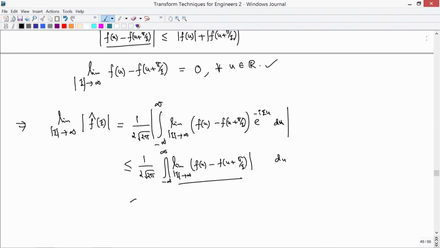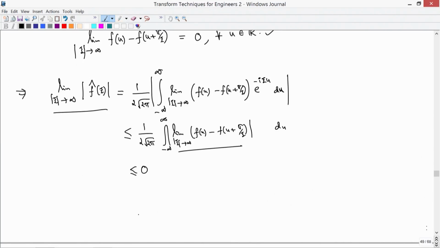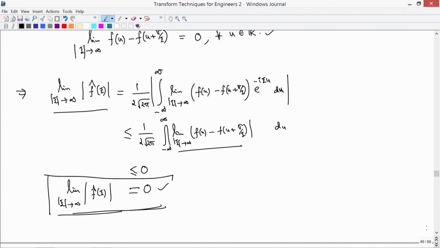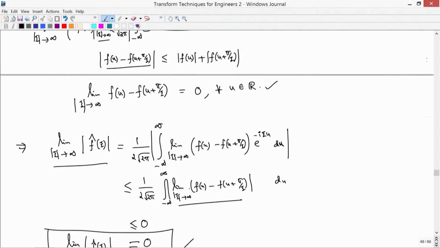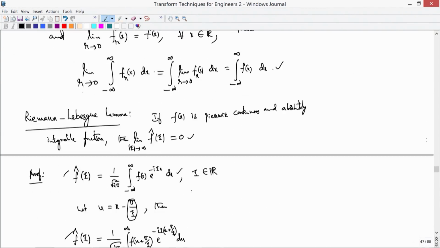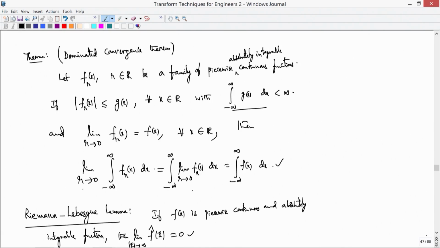So, you have this is less than or equal to 0, that means a positive quantity less than or equal to 0 means it has to be equal to 0. Okay. So, that is exactly what you want to show: the limit as mod xi goes to infinity, the Fourier transform at both extremes is going to 0, that is the meaning of this. Okay. This is the Riemann-Lebesgue lemma, using this important theorem in calculus, that is the dominated convergence theorem.